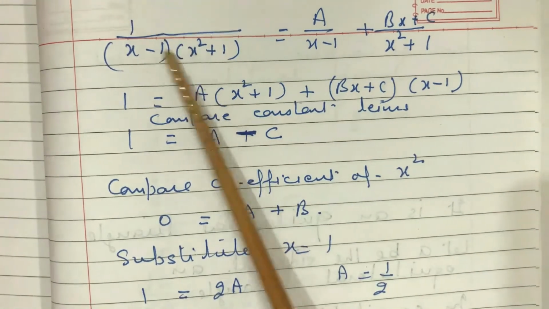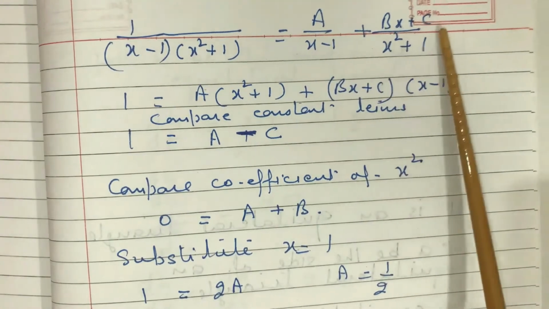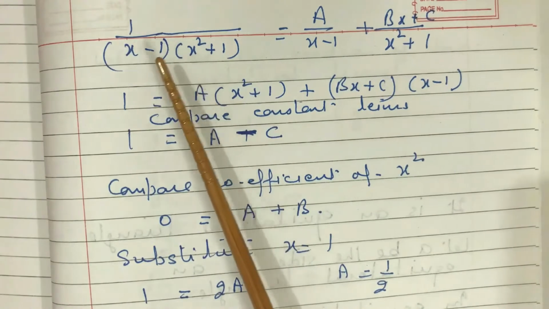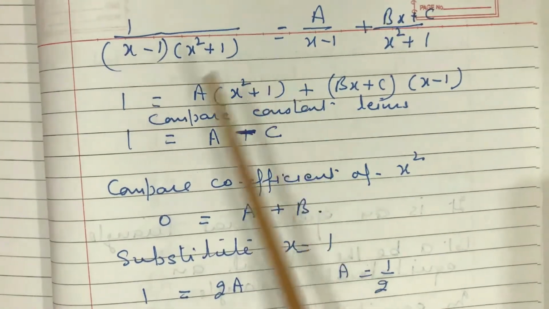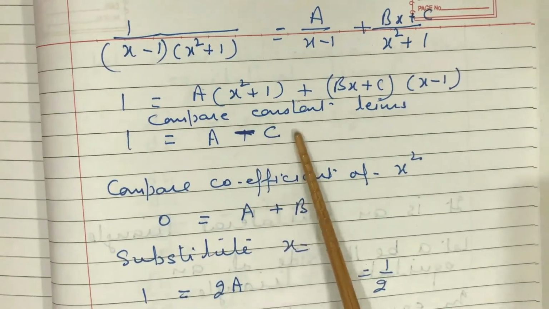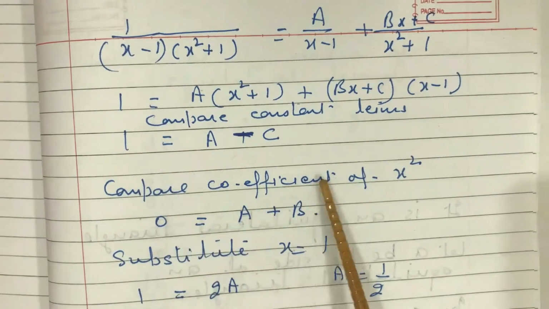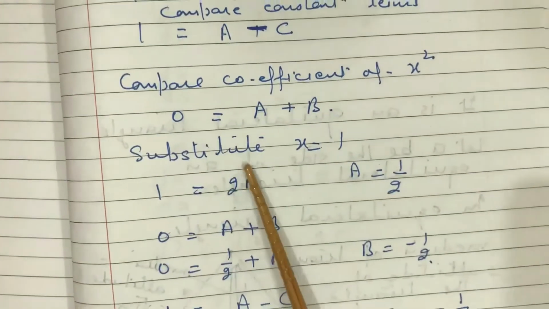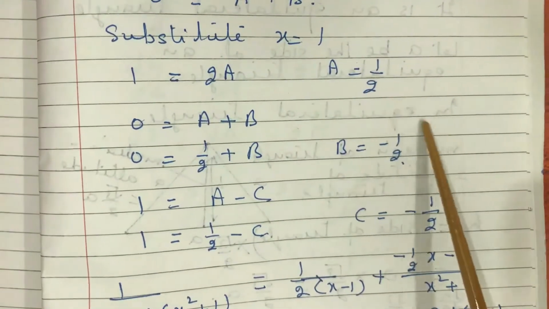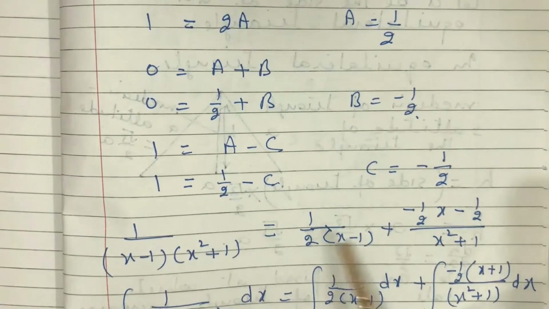Now write 1 / ((x - 1)(x² + 1)) as A/(x - 1) + (Bx + C)/(x² + 1), and multiply by (x - 1)(x² + 1), you will have this. And now we are to find the values of A, B, C, and you all know how to find them by comparing the coefficient of x² and by substituting x = 1. We will have the values of A, B, C as 1/2, -1/2 and C = -1/2. This is equal to this.